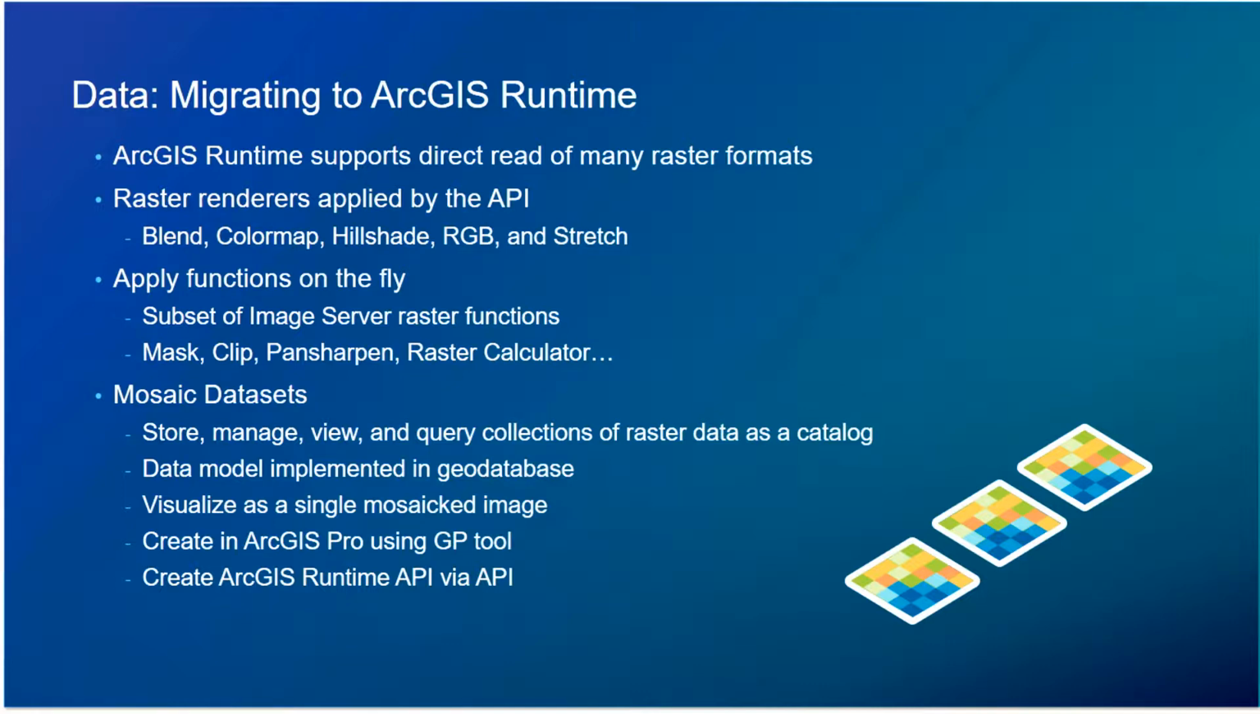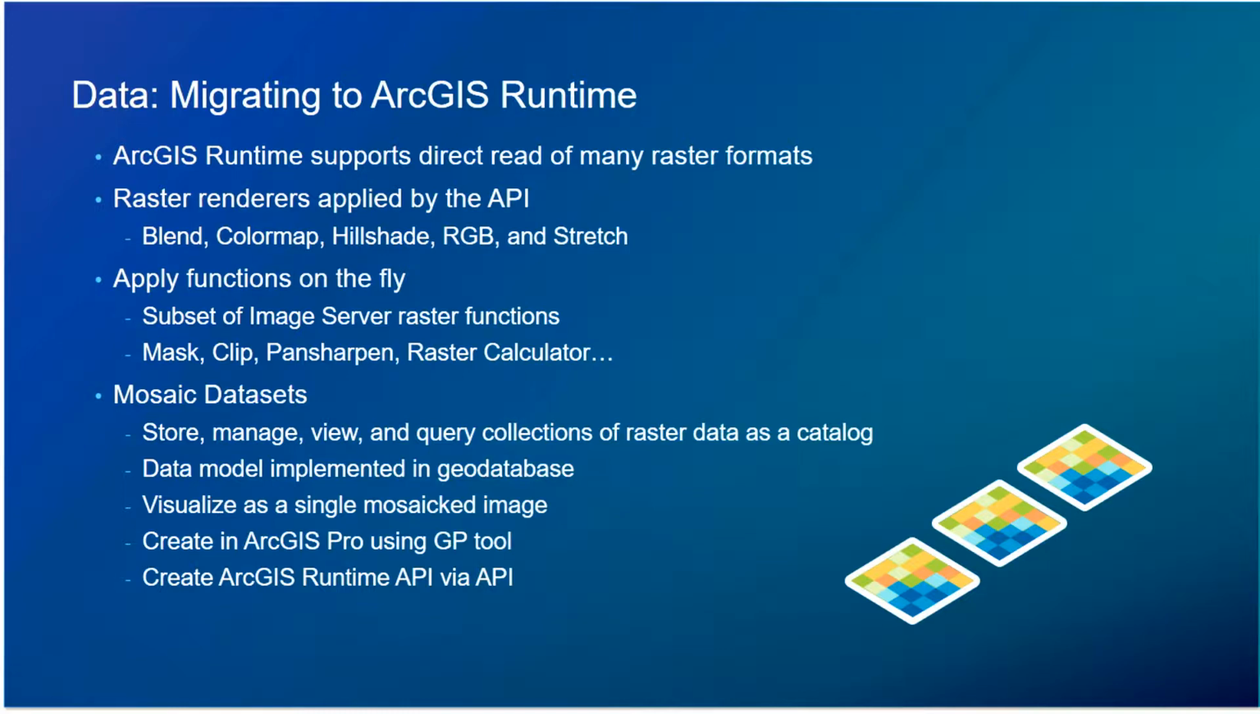Within the Runtime API, you can actually create a new Mosaic dataset from scratch, and that's creating essentially just another SQLite database on the client that acts as a catalog for the rasters that are being referenced. So mosaic datasets are a nice way of bringing together multiple raster datasets that you have on disk, and then viewing that in a seamless way within the runtime rendering engine.